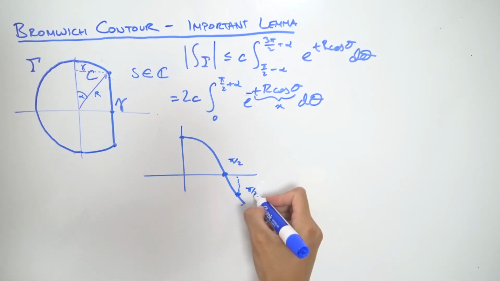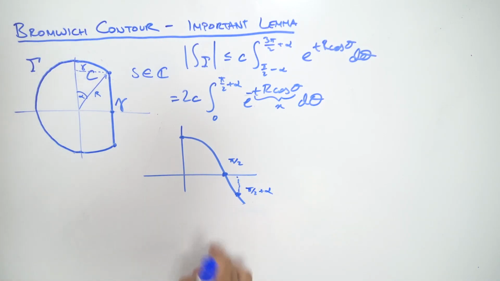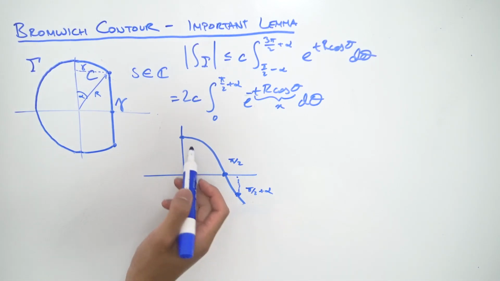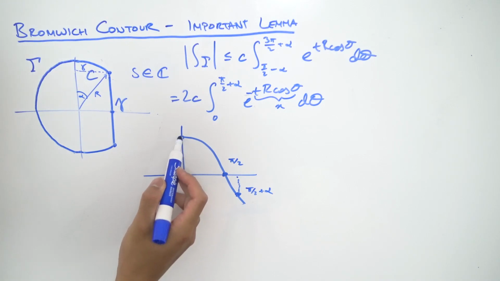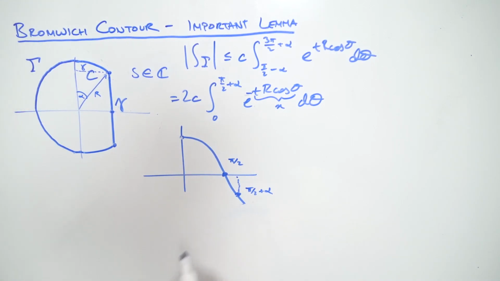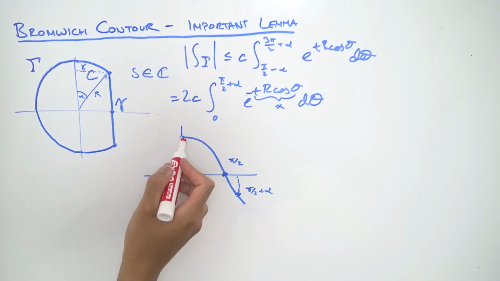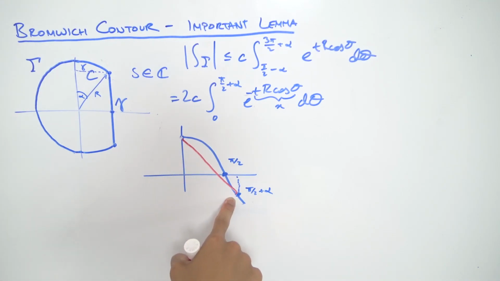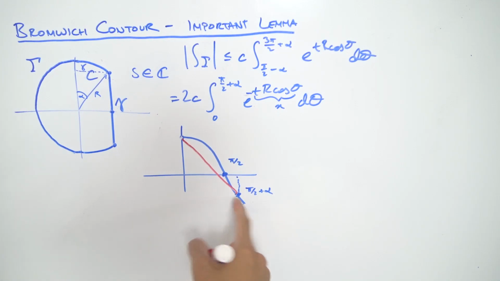So this is pi over 2 plus alpha. We want to think of some kind of function that's always less than or equal to this cosine graph, and a nice function that is always less than or equal to this cosine graph is a straight line that joins this point to this point over here. I'll do this in red just to make it a little bit more clear. So we're looking at this line over here. And in fact, I've drawn this line so it's always less than or equal to the cosine graph.